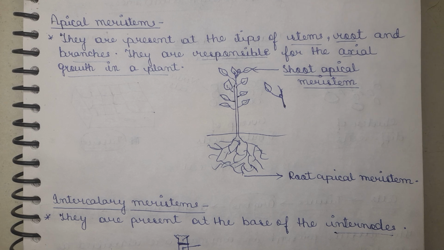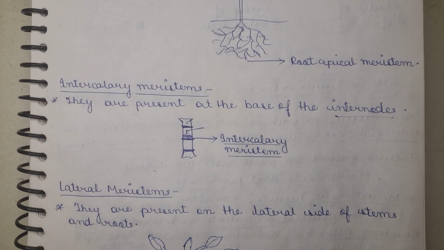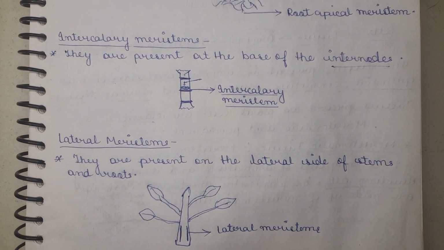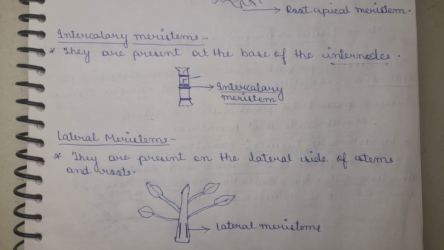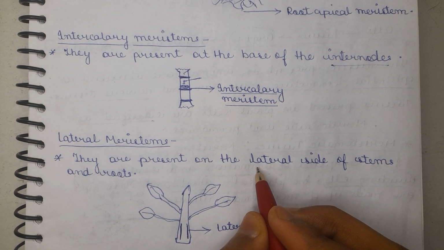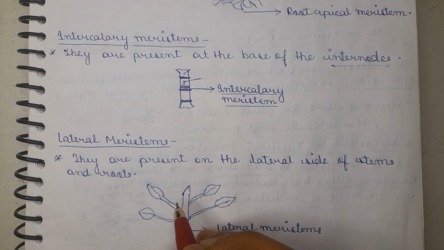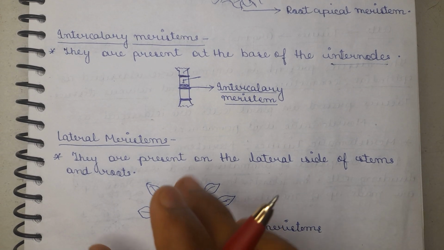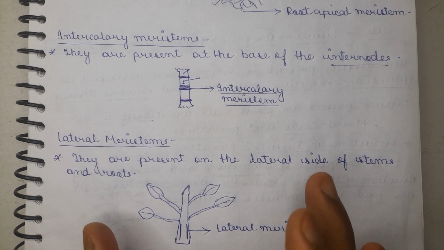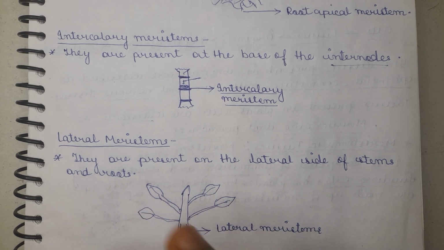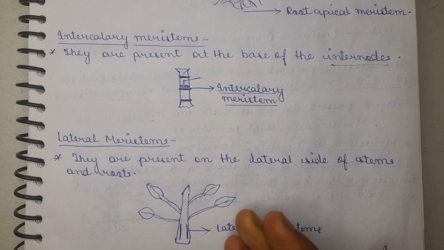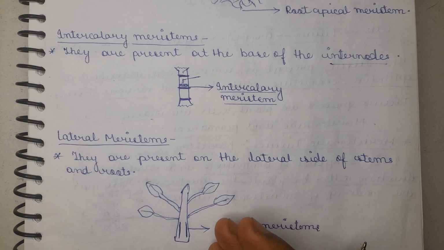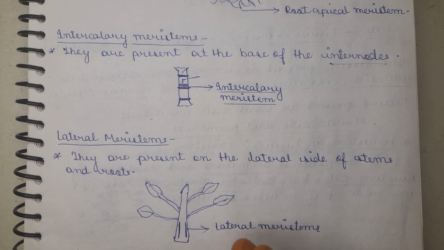Now the third part is lateral meristem. Lateral meristems are present on the lateral side of the stem or root, and they are responsible for radial growth. That means the plant's radius increases by this type of lateral meristem tissue. Mainly they are present in the vascular cambium and the cork cambium. They are examples of lateral meristems.